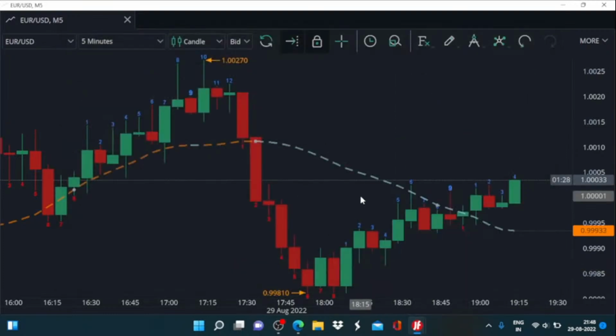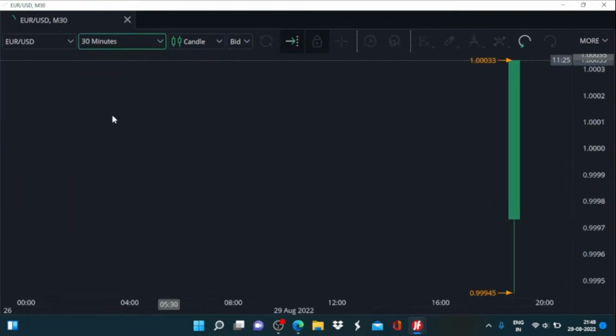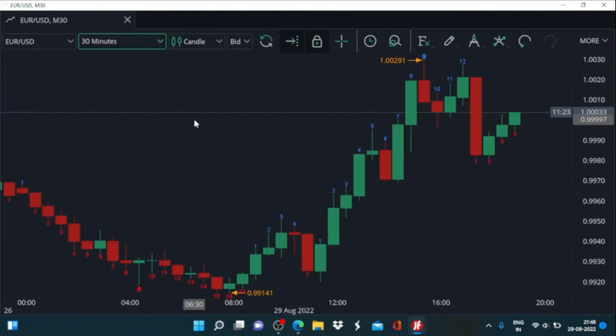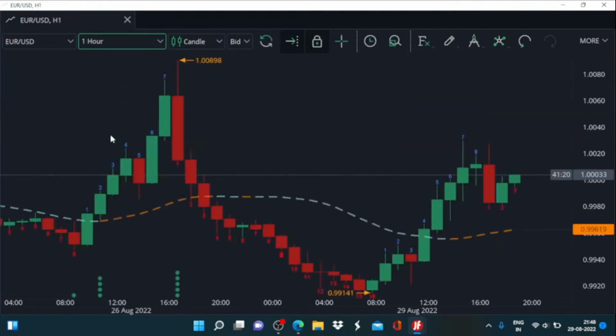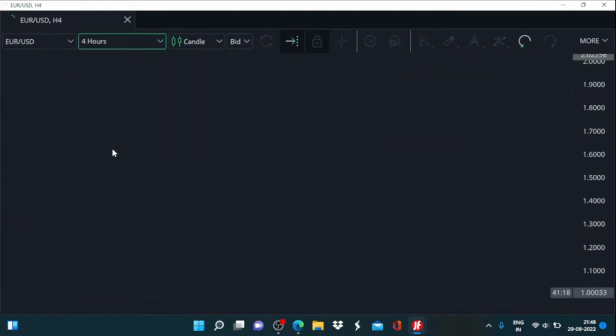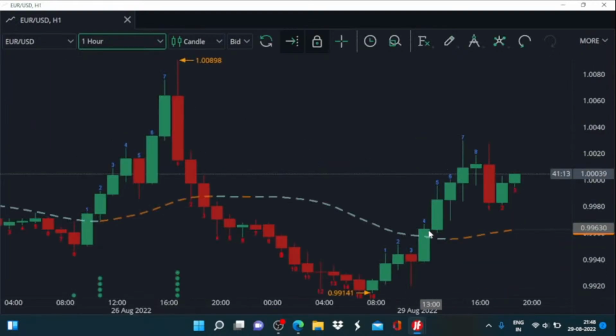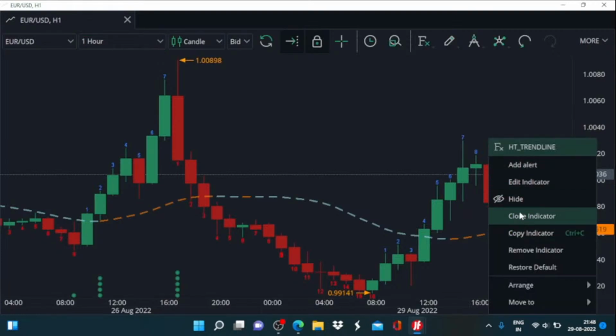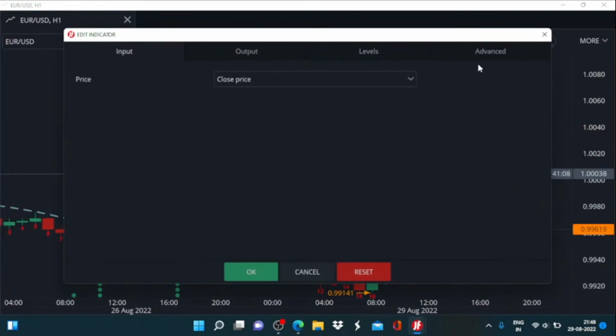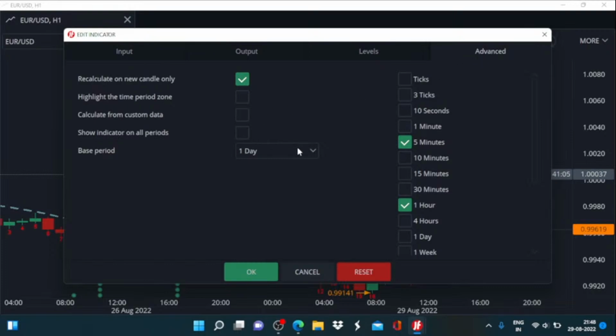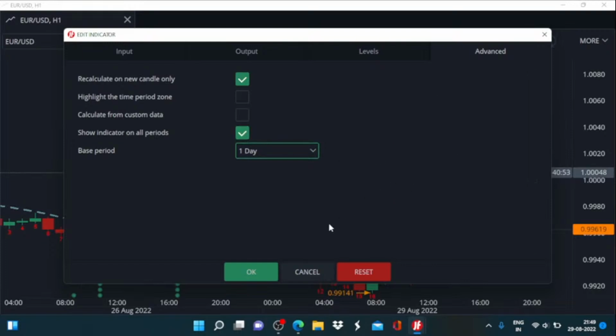So suppose if I change it to say 30 minutes, there won't be any plotting of the ST trend line. But if I change it back to say hourly, then there is ST trend line. Again, there won't be any on the 4 hourly. So as we have to specify it, we get the option of choosing on which time frame it should be visible and on which time frame it should not be. The base period can be any of these options: none, 4 hours, day, week, or month, and it is usually not going to make much of a difference.